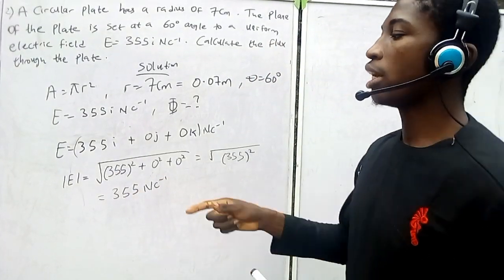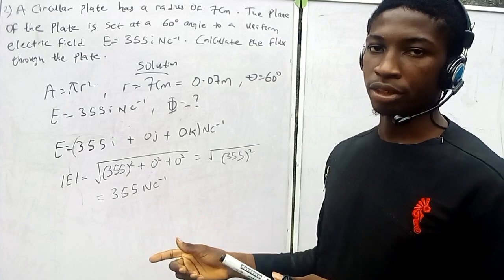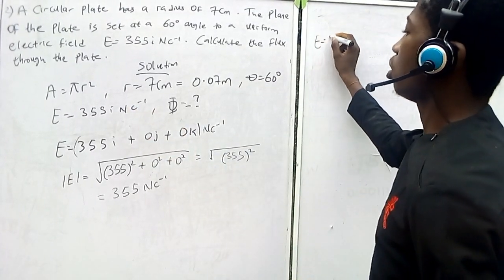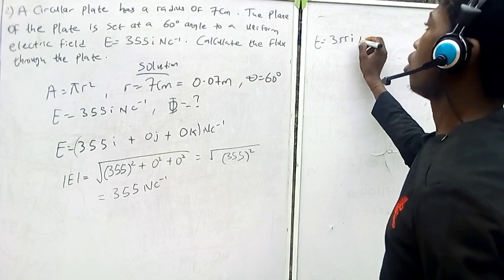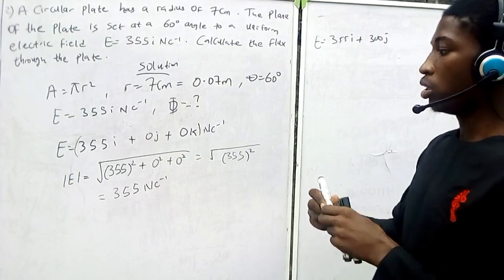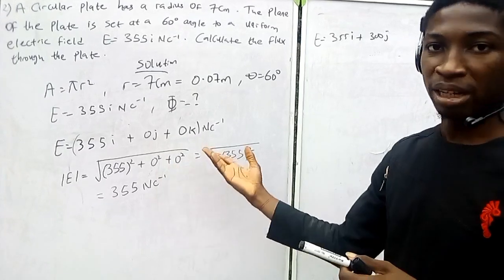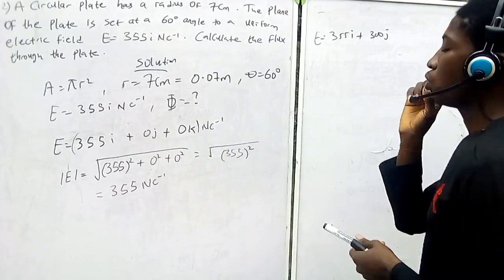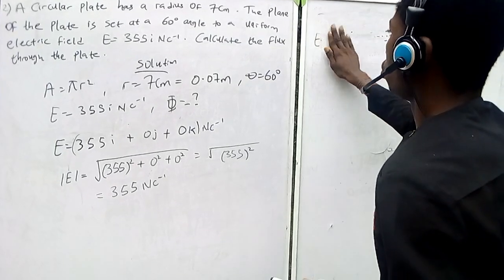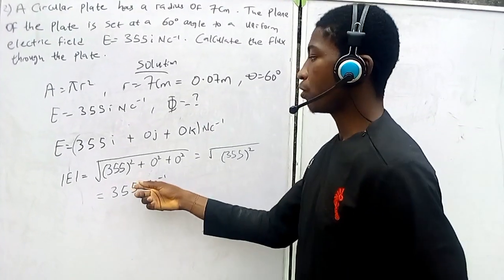The reason why I did it like this is so that you won't make the mistake. What if your E actually is 355I plus 300J? Then this is how you actually get the magnitude, right? So since it's only one direction given, the answer is just that same magnitude. All right, so we have electric field now.